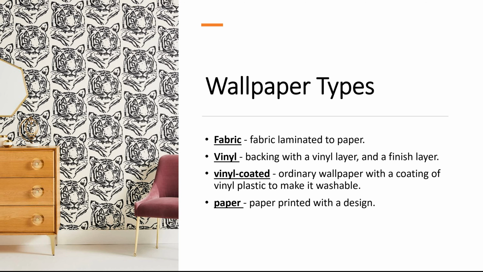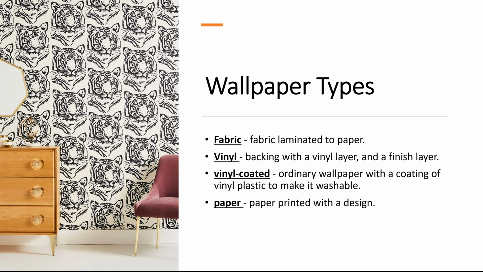But you have different types of wallpaper, and basically the definition of the type is in the name. So your fabric wallpaper is fabric laminated paper. So it has a soft texture to it. It feels like you have fabric on your walls. Then you have vinyl wallpaper, and it's backed with a vinyl layer and a finish layer. Then you have vinyl coated. It's ordinary wallpaper with a coating of vinyl plastic to make it washable. So honestly, the definition is literally in the word. So vinyl plastic or vinyl coating is going to be your vinyl coated wallpaper. Your vinyl layer is going to be your vinyl wallpaper, and your fabric is going to be your fabric kind.